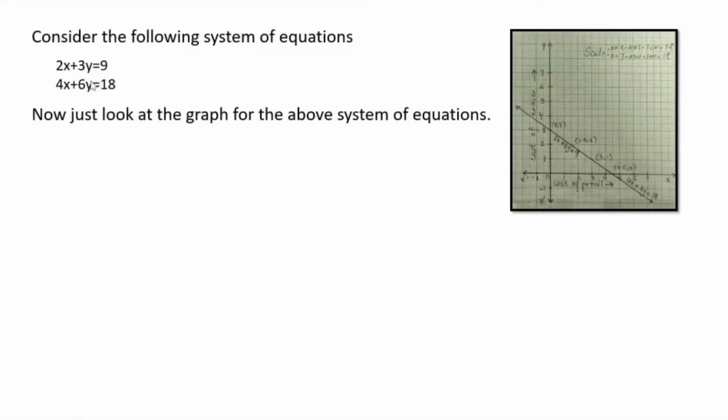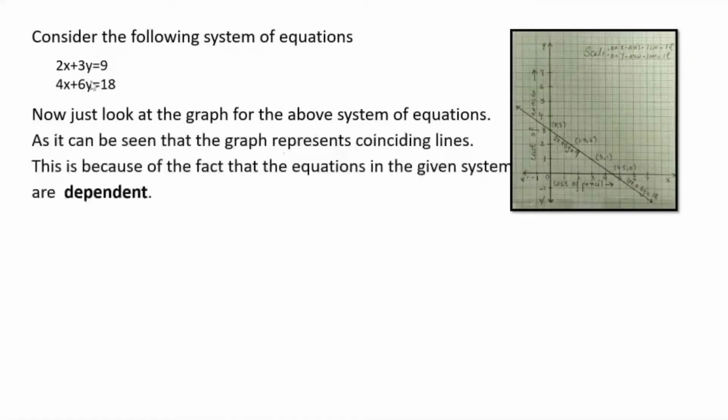So I get, whenever a1 upon a2 is equal to b1 upon b2 is equal to c1 upon c2, in that case, the lines are coinciding, and I say that the system is consistent and there are infinitely many solutions. Another important word for this is that the equations are dependent. If I multiply this first equation by 2, I will get the second equation, or not? So whenever I can get the second equation from the first, the second equation is depending on the first, I say that the system is dependent.